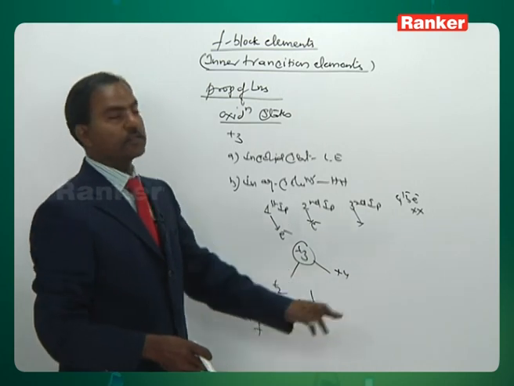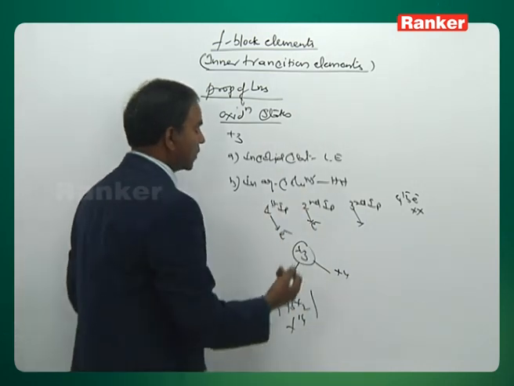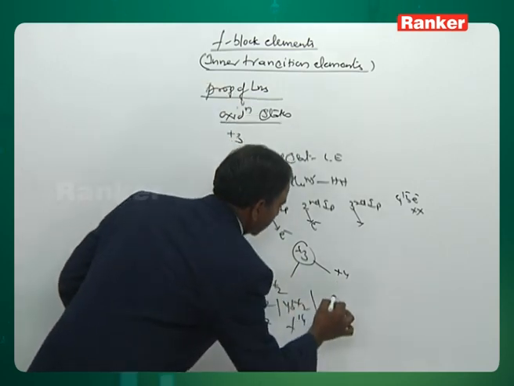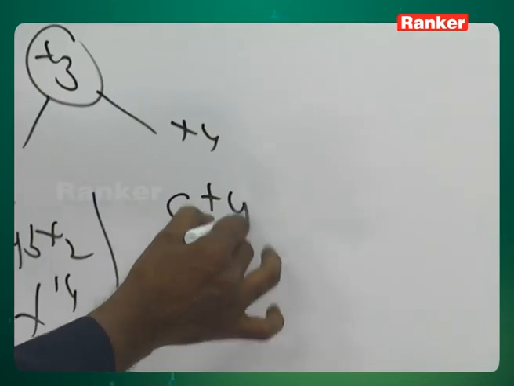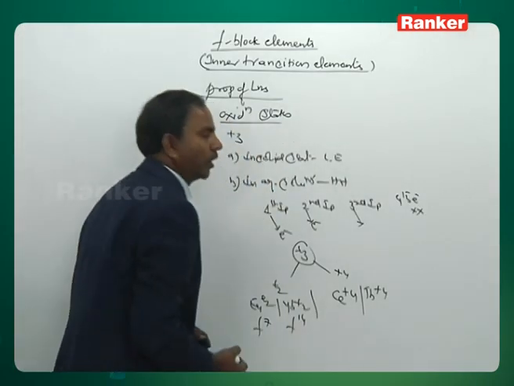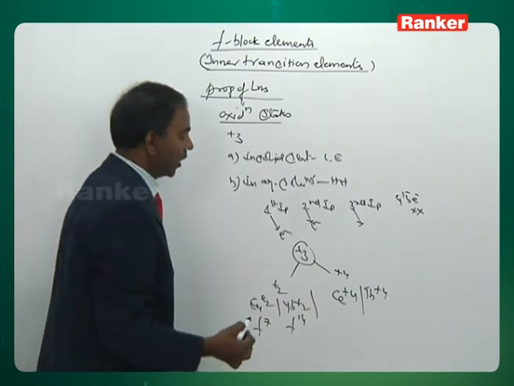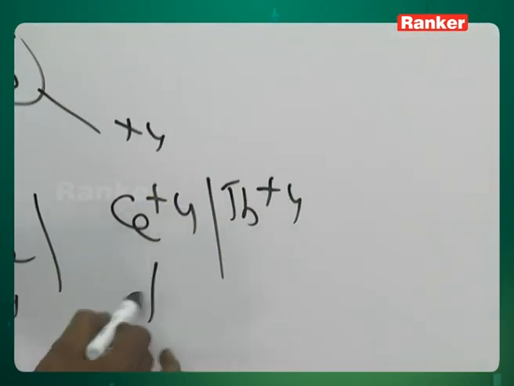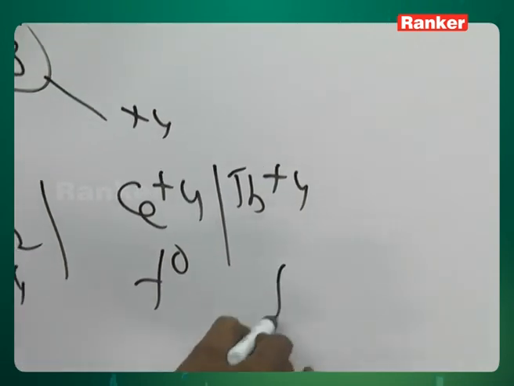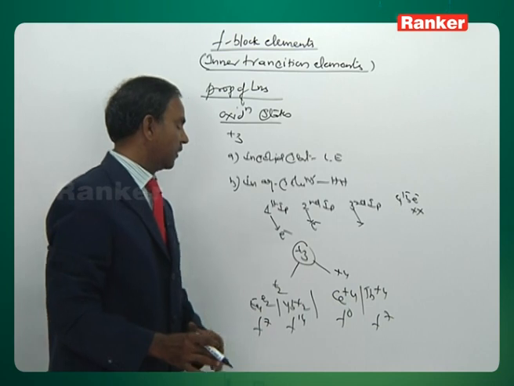Some of the elements also exhibit the +4 oxidation state in addition to +3. Which elements exhibit this +4 oxidation state? Let us consider cerium +4 and terbium +4. These two elements exhibit the +4 oxidation state in addition to +3. Why? In their +4 oxidation state they gain a stable F0 or stable F7 configuration.